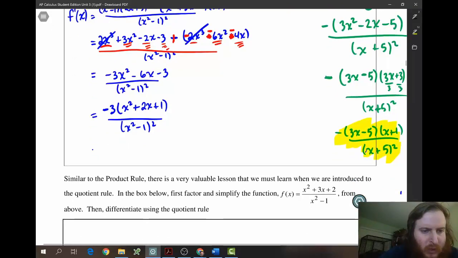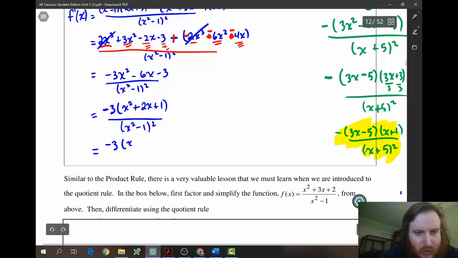This is where it gets weird. And I'm going to show you how to prevent that from happening. So this is going to become x plus 1 and x plus 1, right, if you do the tree. Two numbers that multiply to 1 and add up to 2 are 1 and 1. All divided by x squared minus 1 squared.